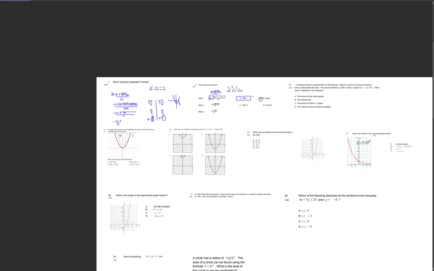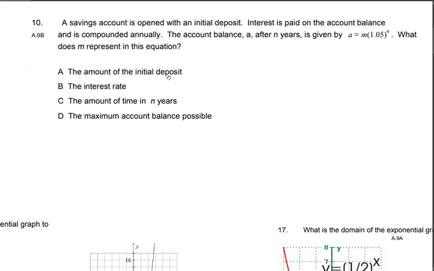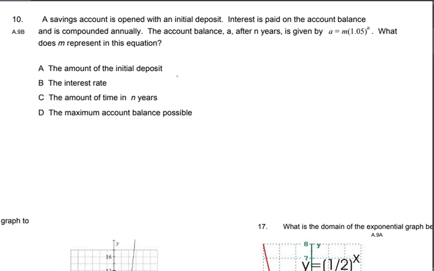All right, let's go ahead and keep going. A savings account is opened with an initial deposit. Interest is paid on the account balance and is compounded annually. The account balance, A after n years, is given by this formula. So all of this was just kind of a background to that, right? What does M represent in this situation? So I have A is equal to, once again, I don't need to rewrite it, it's there.